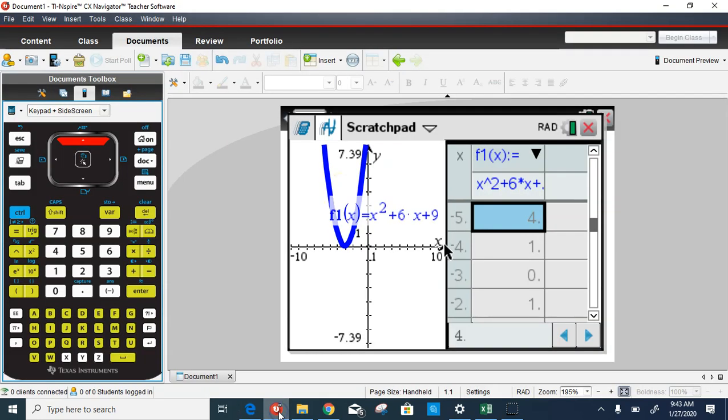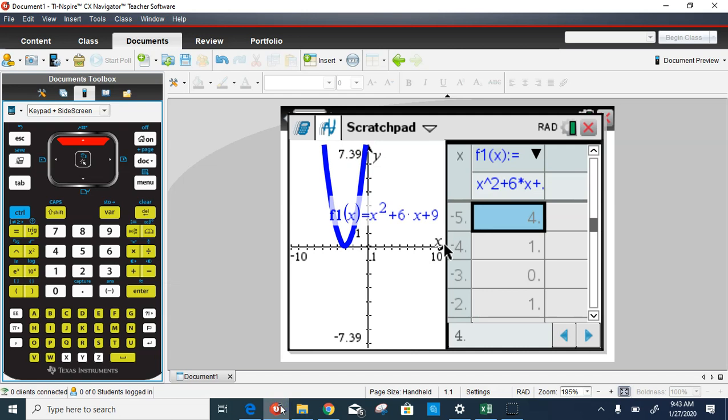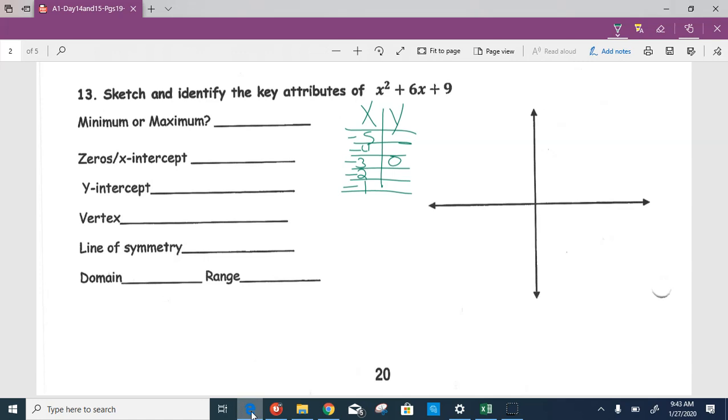So let's see, what's the lowest point? That would be here at (-3, 0), right in the middle of what we scroll down to. So I'll pick the points that come after it and the points that come before it. Look at the rest of the values. I have (-4, 1), and then it goes back up to (-2, 1), (-1, 4).